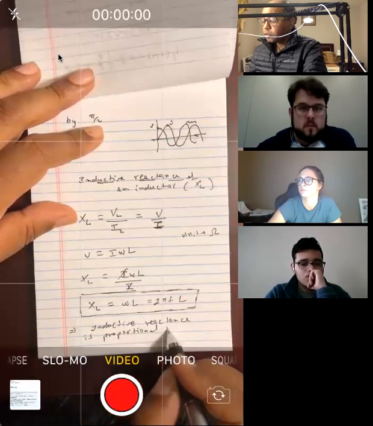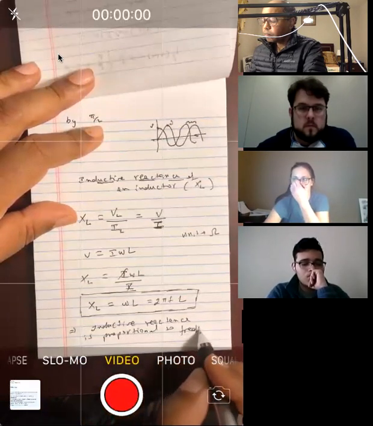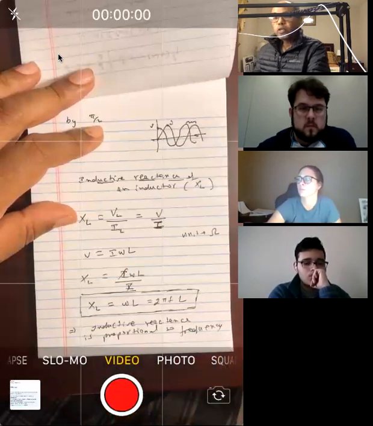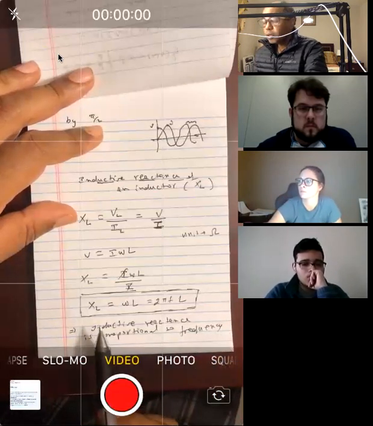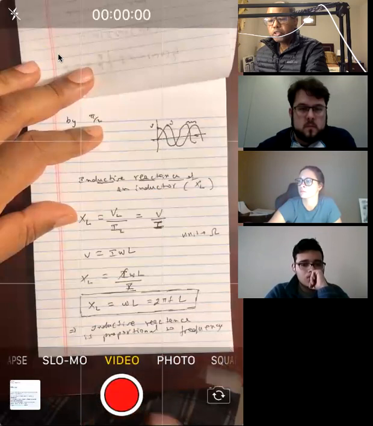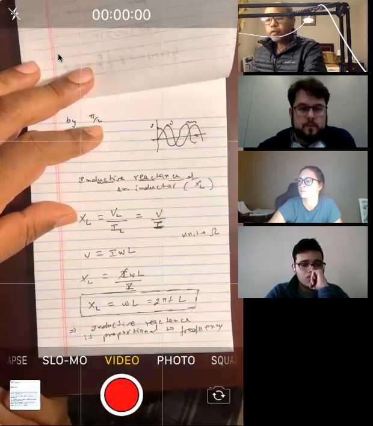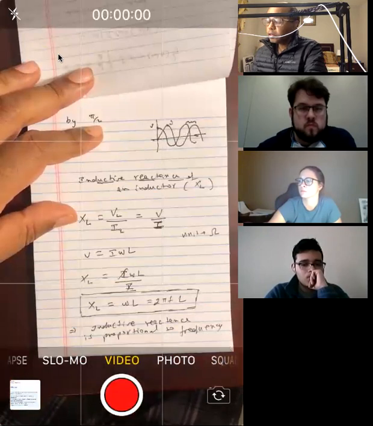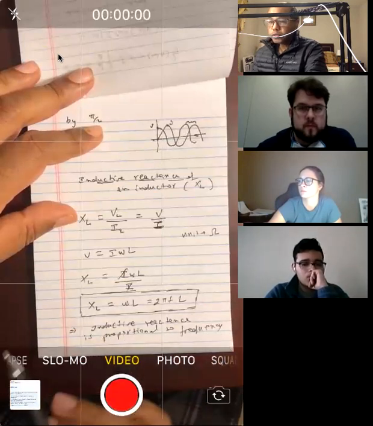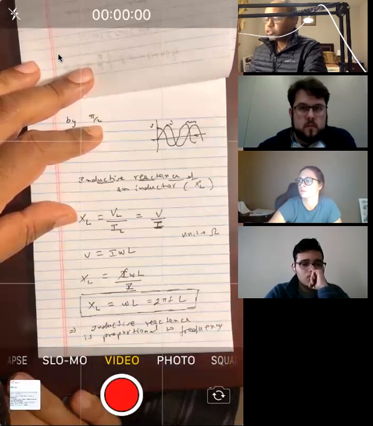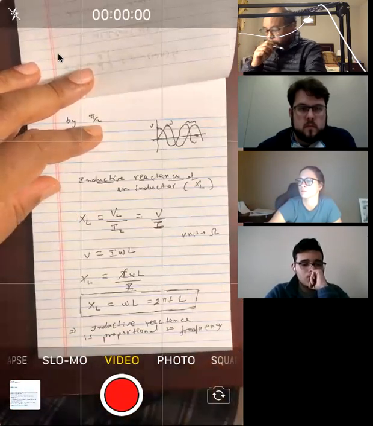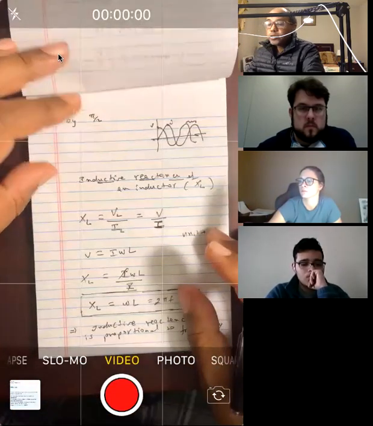So proportional to frequency. That means you can control the amplitude of the voltage of the inductor by just controlling the frequency. If you have a small frequency, you have a small resistance, and if you have a large frequency, you're going to have a large resistance for an inductor.